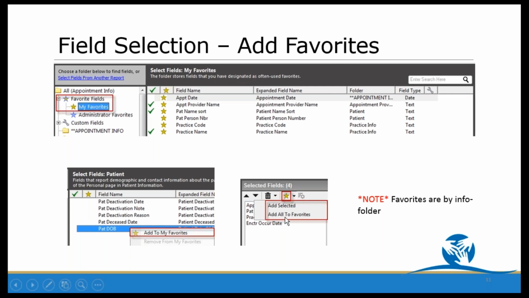Another way that you can do it as well is once you have all of those fields selected, super easy. I can just say, add all of these to my favorite, because I'm going to use these fields over and over and over again. Super important to know though, if you are creating favorites, they are by info folder. So if I'm in the appointment info folder and I've got all my nice favorites added, and then I go into the lab results favorites, I'm like, how come they're not there? Each info folder, you have to create the favorites.